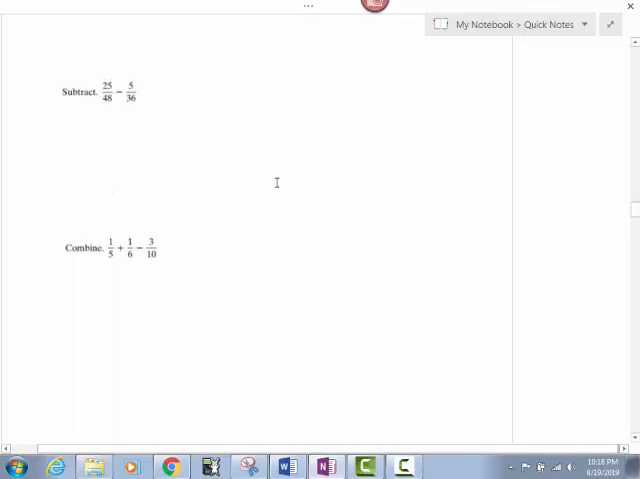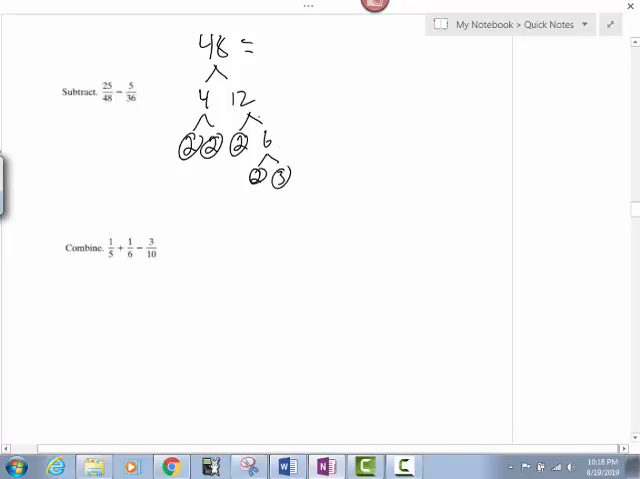Let's take a look at the last two problems we have here. So this one here, 48 and 36, those numbers are pretty big. I want to go ahead and see if I can break those numbers down. 48, well, I know that's 4 and 12. I can break up that 4 into 2 and 2, break up that 12 into 2 and 6, and that 6 into 2 and 3. So I'm going to circle all the ones that I cannot break down. So I have 1, 2, 3, 4 twos and a 3.